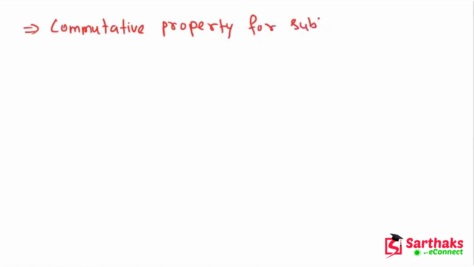There is a reason for this. Let's see the case of commutative property for subtraction.